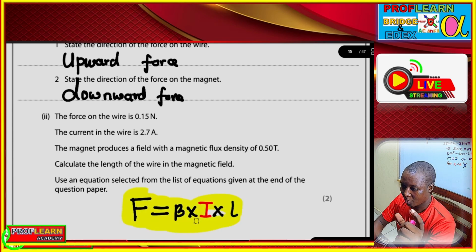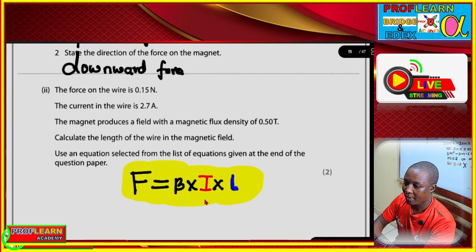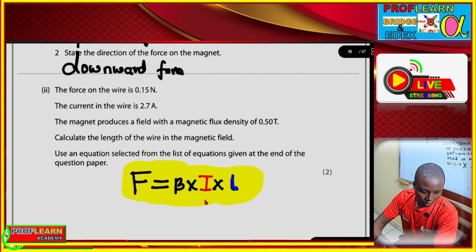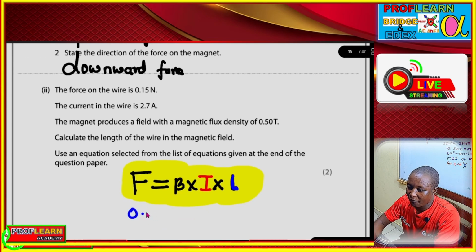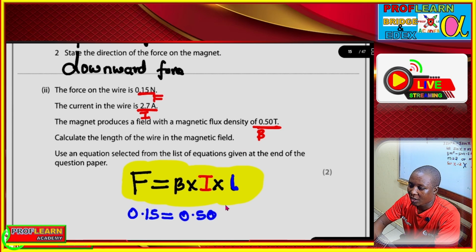So in this case, we are going to use this formula in order to determine the length, because we are given the force, we are given the current, and we are given the magnetic flux density. So we can work it out. Let's identify what we have. Our force is 0.15. Our magnetic flux density is 0.50, and this is the magnetic flux density, this is the current, and this is actually the force. So the current is 2.7.